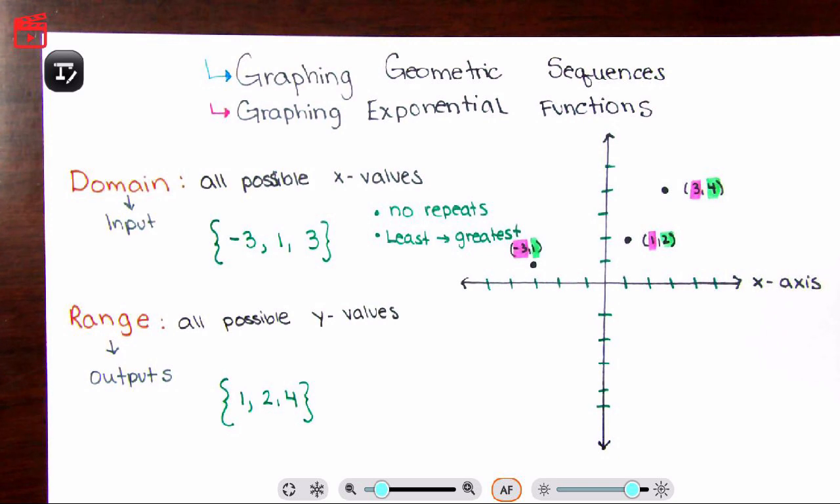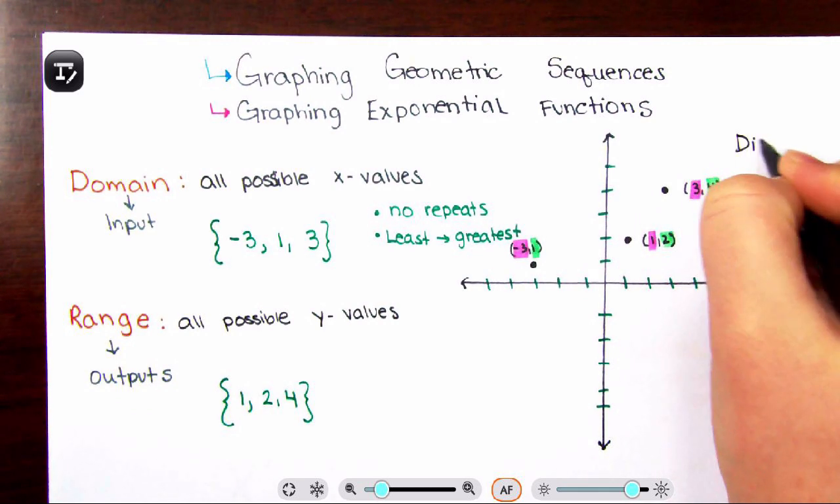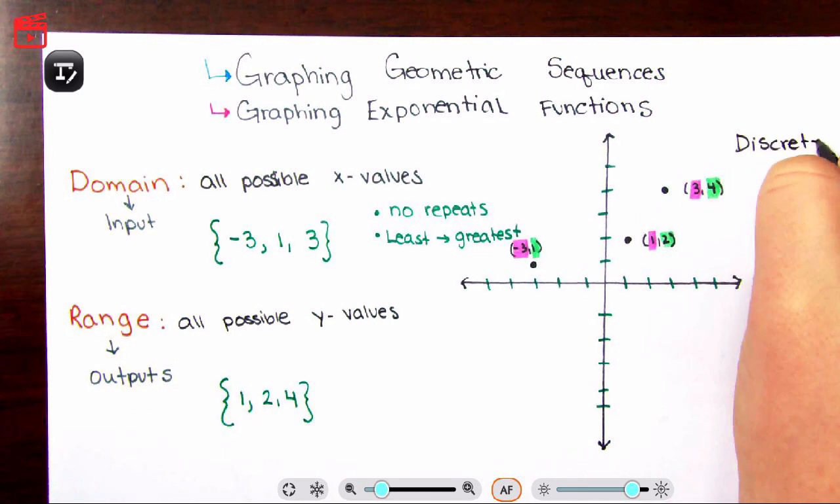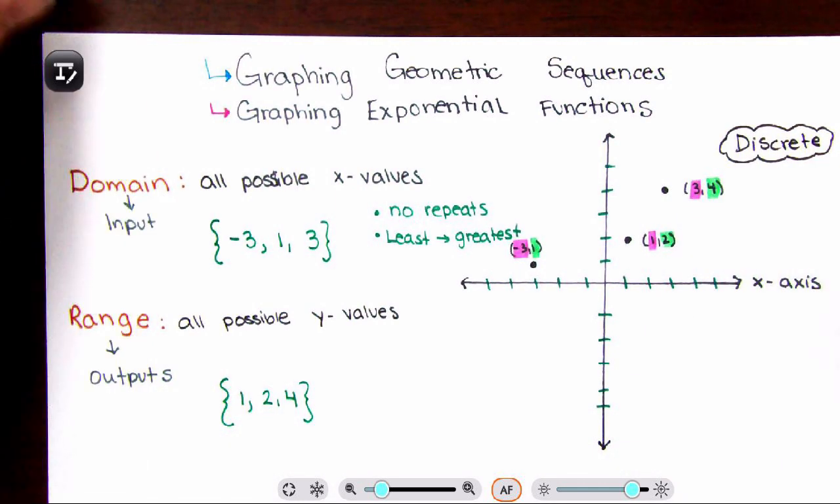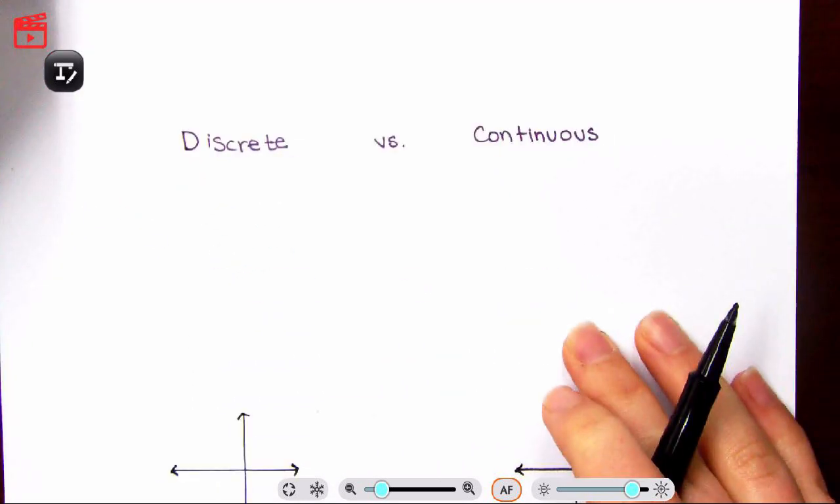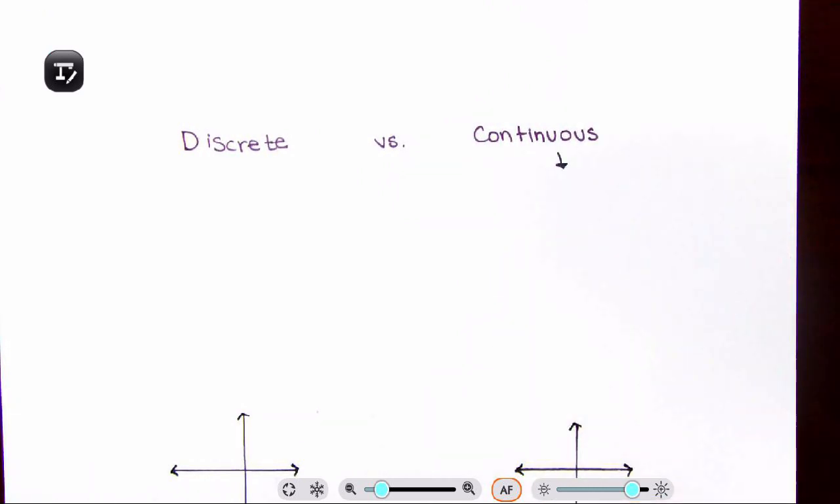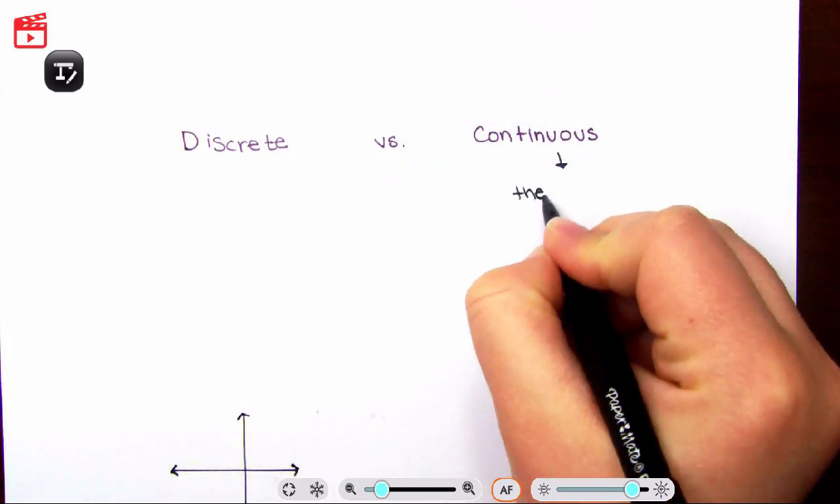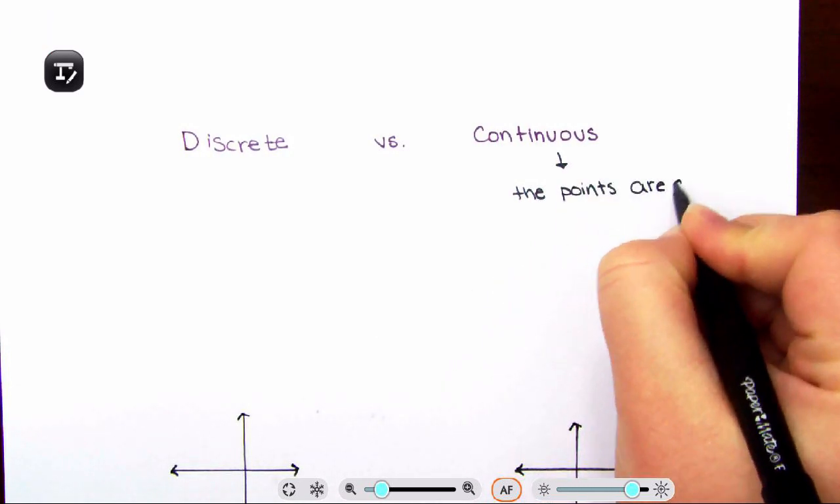Now, the domain and range kind of change depending on if you have a continuous or a discrete graph. Now, this right here is called a discrete graph. Now, what does it mean when you have something that is discrete or continuous? Let's go ahead and shift up. For continuous, the points are all connected.